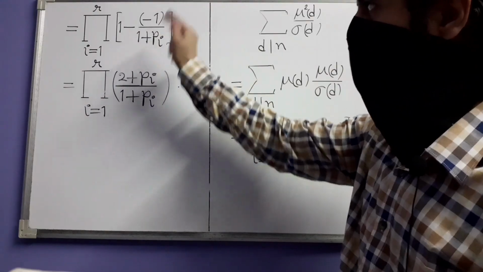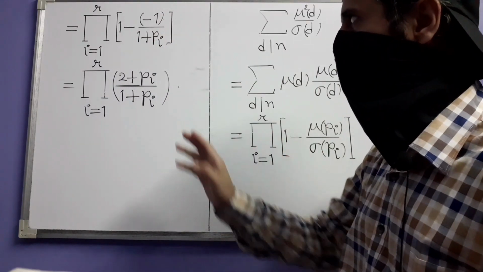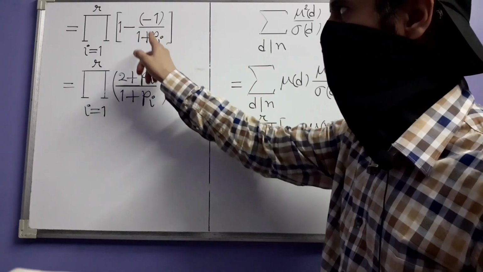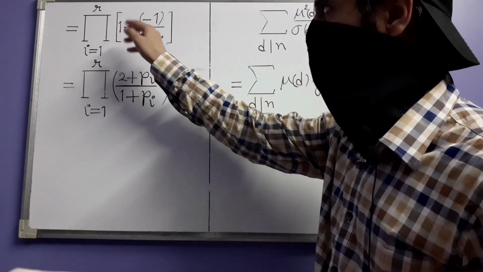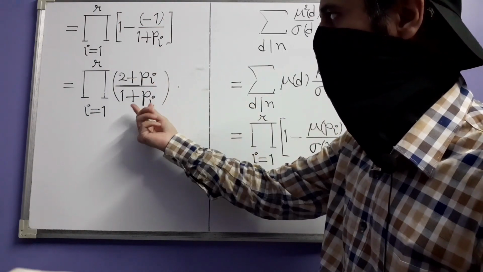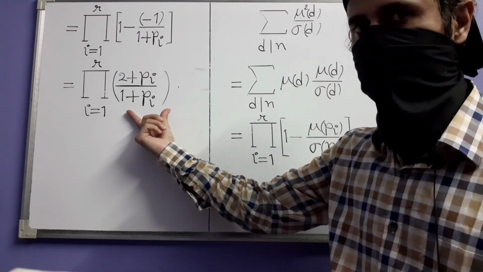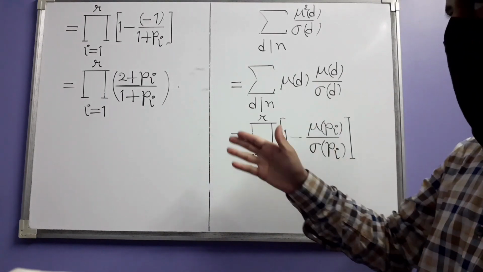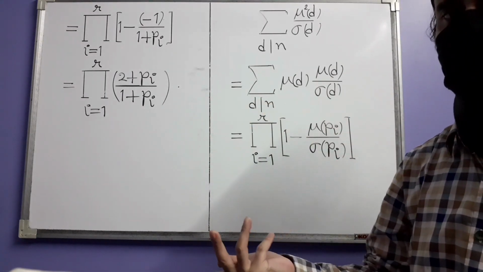So 1 plus 1 over 1 plus pi, or if you do the simplification, then the numerator would become 1 plus pi plus 1, that means 2 plus pi, and the denominator is 1 plus pi. And that much only you can do. It's not as nice as the previous one, but that's the best we can do.